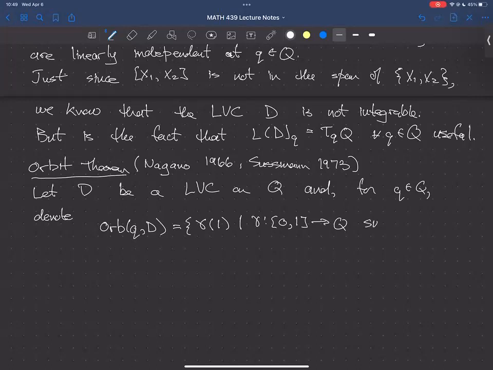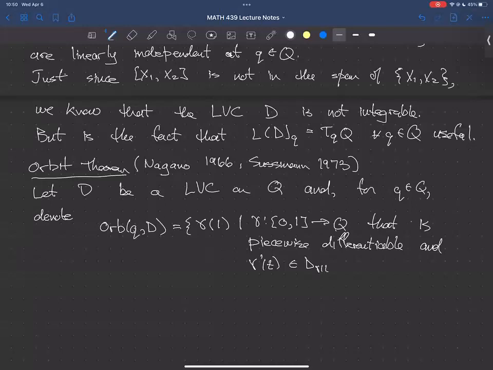such that, first, it is of class, I have to be a little bit careful here, piecewise continuous, sorry, piecewise differentiable. Okay, and by piecewise differentiable, what I mean is that there's a partition of the interval [0, 1] into a finite number of subintervals, and on each of those subintervals, gamma is differentiable. So it's like piecewise continuous, except piecewise differentiable. Okay, so gamma is piecewise differentiable, and gamma prime of t is in D at gamma of t for all t where gamma prime exists.